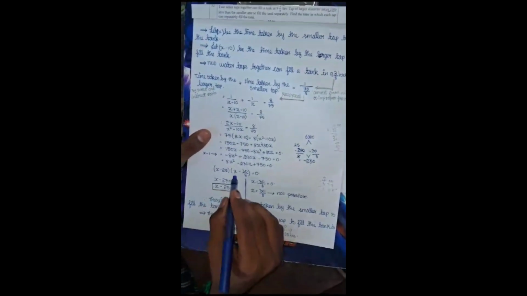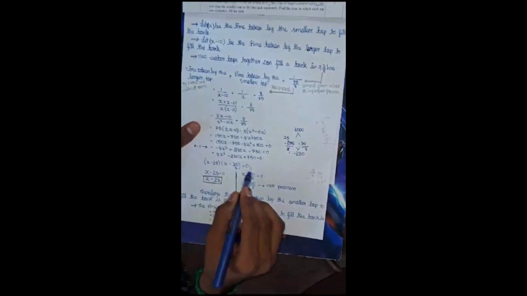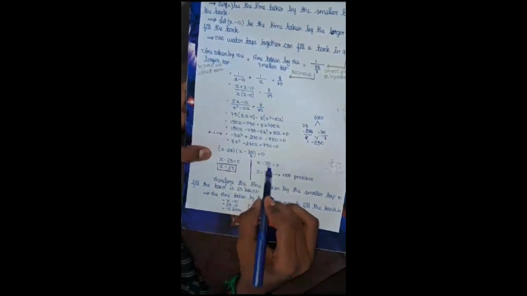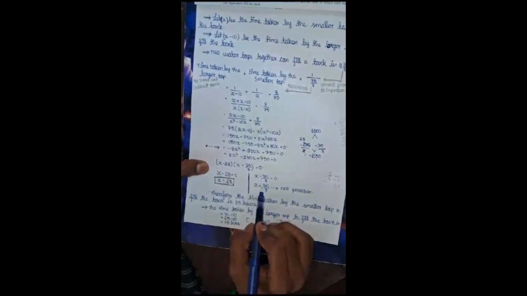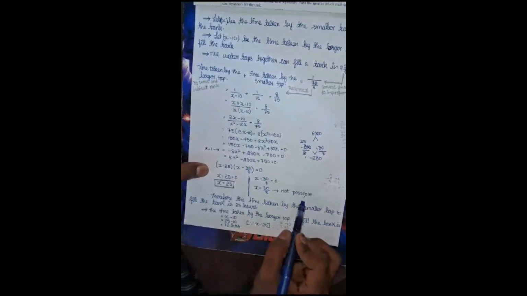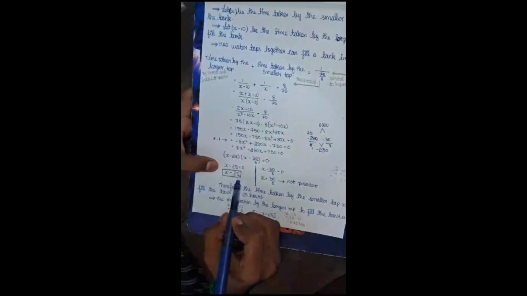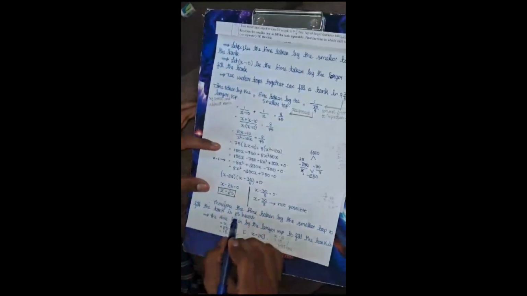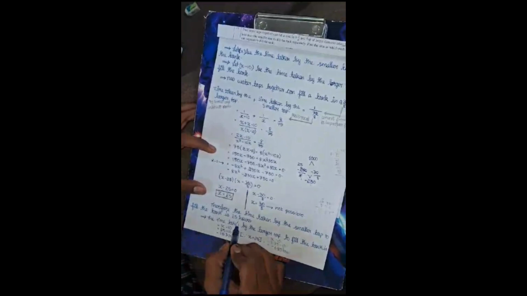Therefore you will get two factors, that is (x minus 25) into (x minus 30/8) is equal to 0. So x minus 25 is equal to 0, and x minus 30/8 is equal to 0, so x is equal to 30/8. This is not possible. I'll explain why it is not possible at the last. And here x is equal to 25. So the time taken by the smaller tap to fill the tank is 25 hours, because we have taken x as the time taken by the smaller tap.